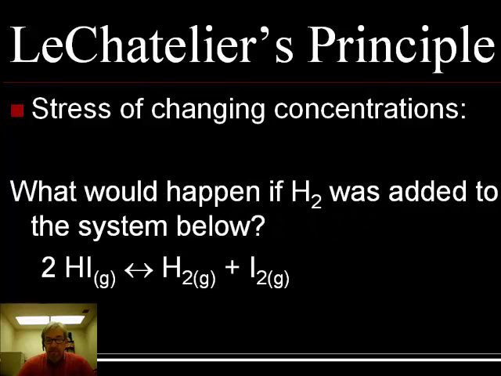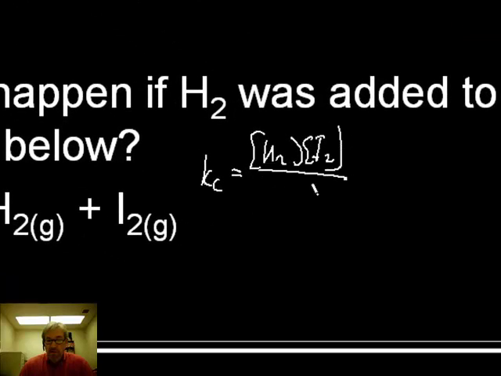Now let's look at this situation. What would happen if we added a product to the system below? So same reaction. Let's look again at Kc. Here's the Kc expression. It's H2 concentration times I2 concentration divided by concentration of HI squared. This stress is increasing the concentration of H2. And this could be I2 as well, either product. It's going to respond the same way. What has happened to the value of Q? Well, Q is now bigger than Kc because the numerator has gotten larger and everything else has stayed the same.